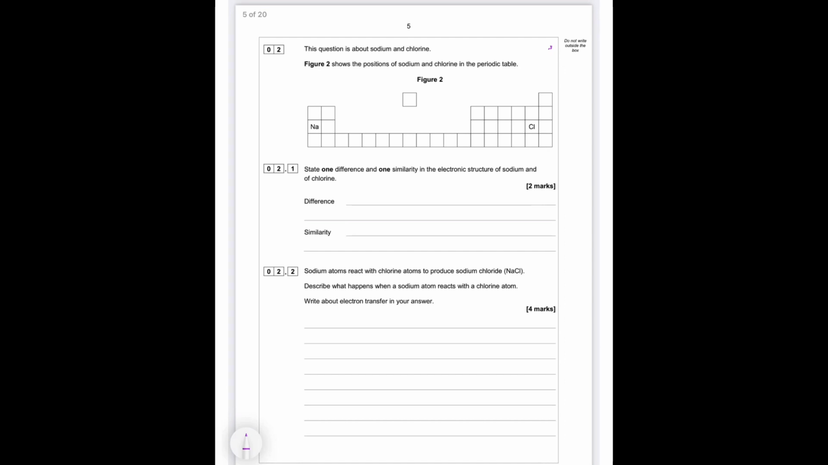Now, in this next question, we're being asked to compare sodium with chlorine. So we need to write some differences between the two. Now, if we look at sodium, sodium is in group 1, so it has 1 outer electron, and chlorine is in group 7, so it has 7 outer electrons. Now, in terms of similarities, what we can say, first of all, neither of them are in group 0, so neither of them have a full outer shell.